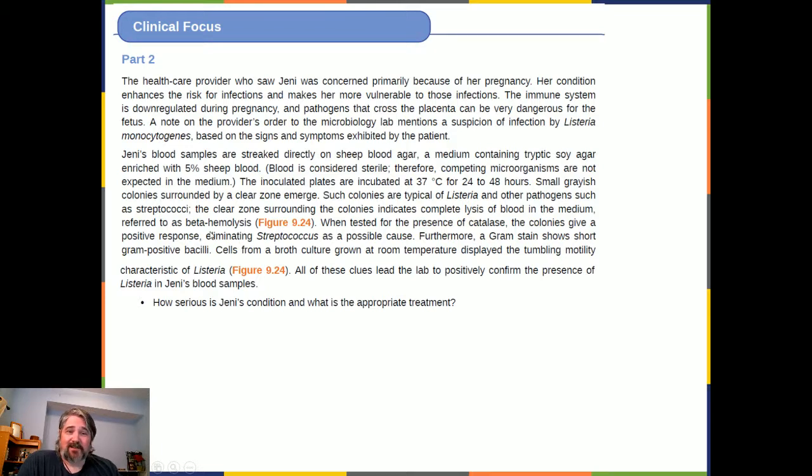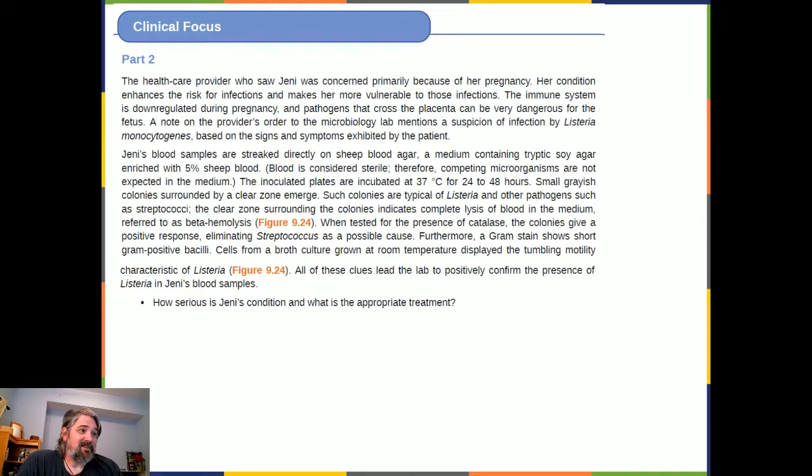This is beta hemolysis. A complete clearing around the colony indicates beta hemolysis, so complete destruction of the red blood cells. They also did the catalase test, which indicates that these are catalase positive, so it can't be Streptococcus. And then the Gram stain shows short Gram-positive bacilli. Okay, so, motility test. Cells from a broth culture are grown at room temperature, displaying tumbling motility characteristic of Listeria. And I'll show you that. That's another type of test.